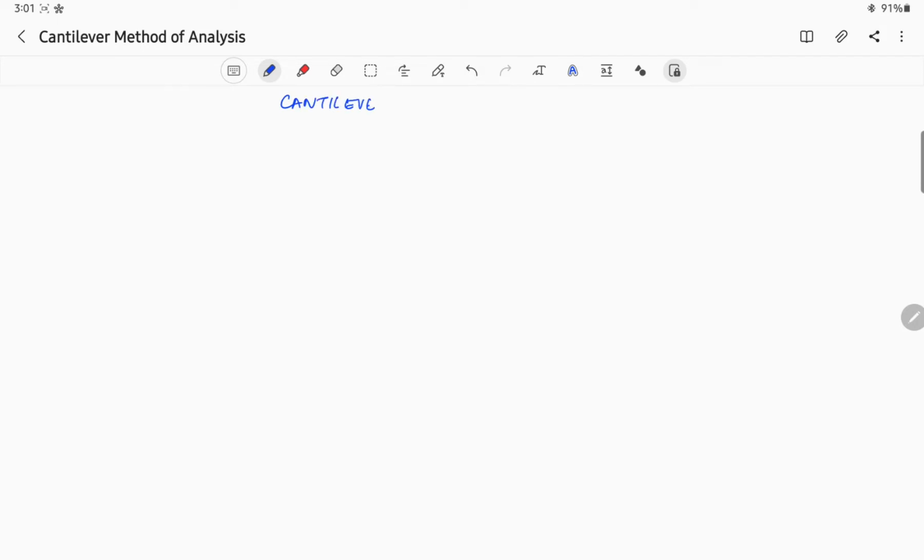Cantilever method of analysis. Before going to the method, let us take down a few assumptions. What are the assumptions and the things considered in this method, especially in the cantilever method? So the first assumption, I'll write down here.